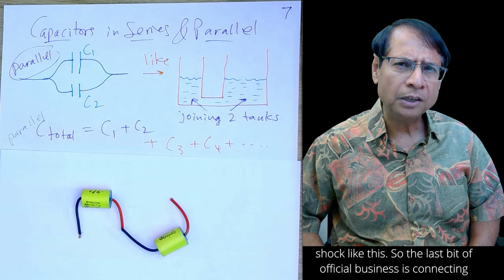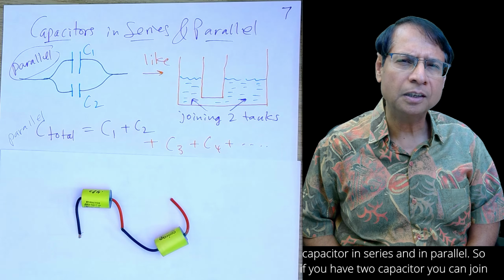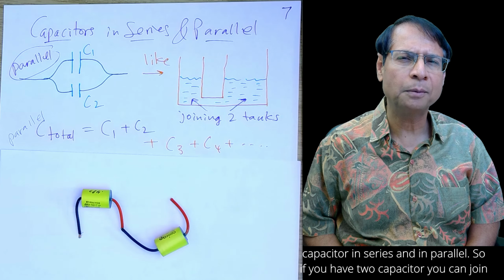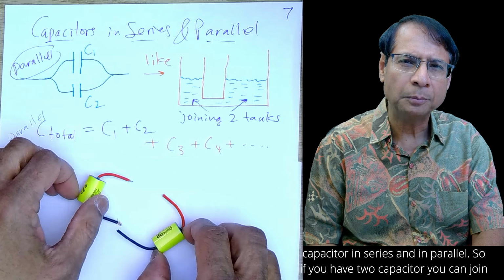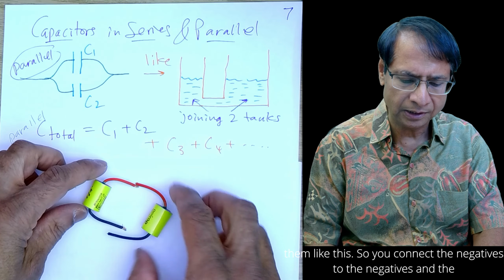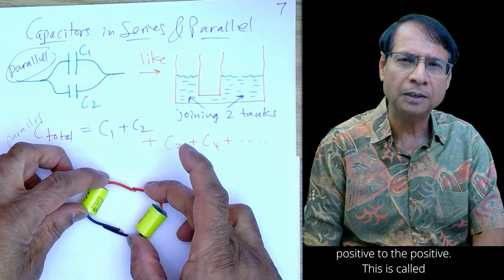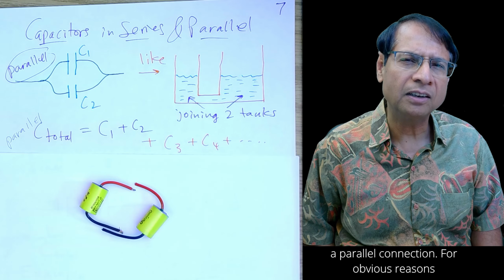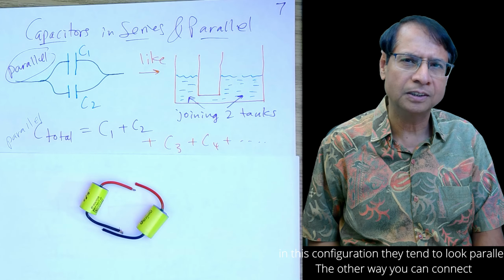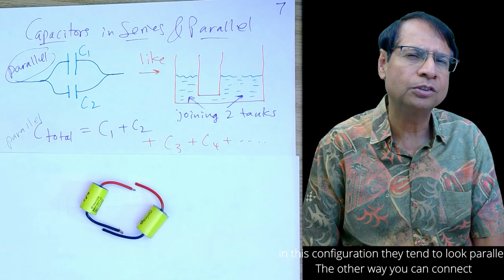So the last bit of official business is connecting capacitors in series and in parallel. So if you have two capacitors, you can join them like this. You connect the negatives to the negatives and the positive to the positive. This is called a parallel connection. For obvious reasons, in this configuration, they tend to look parallel.